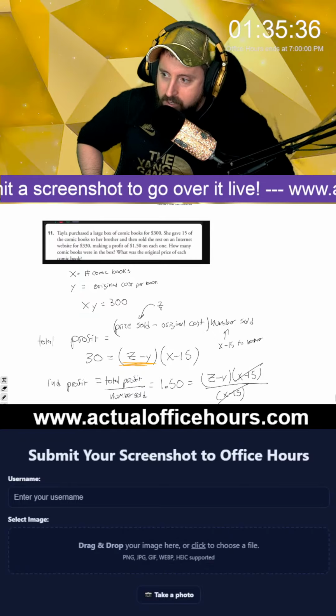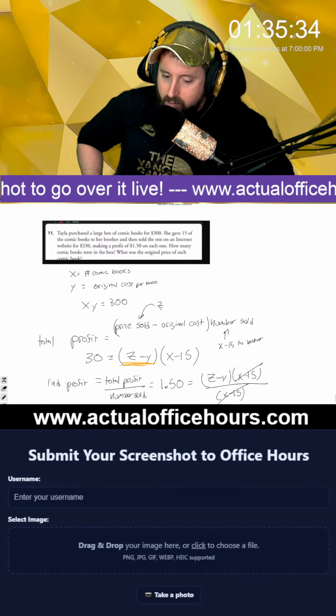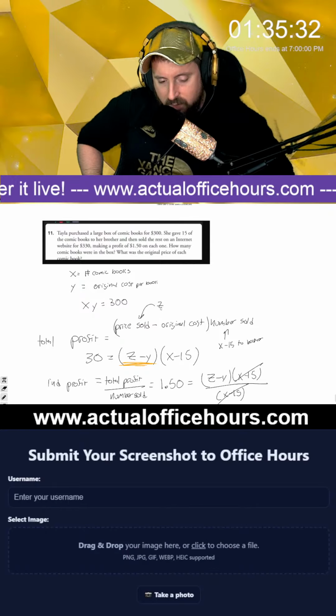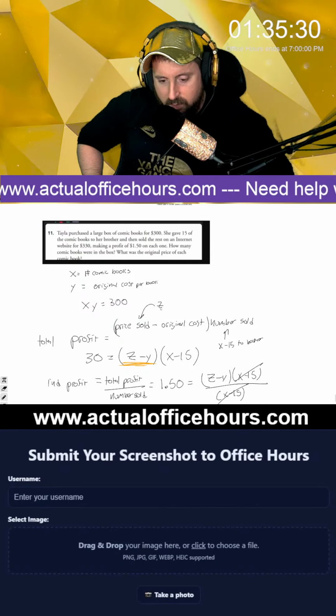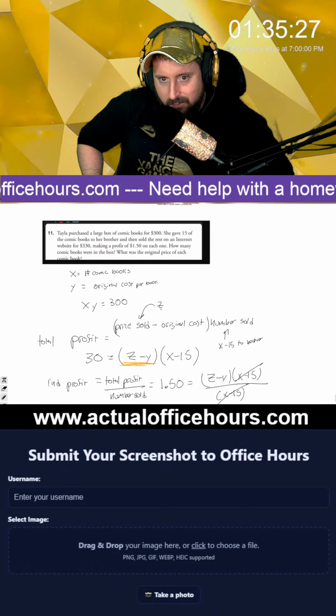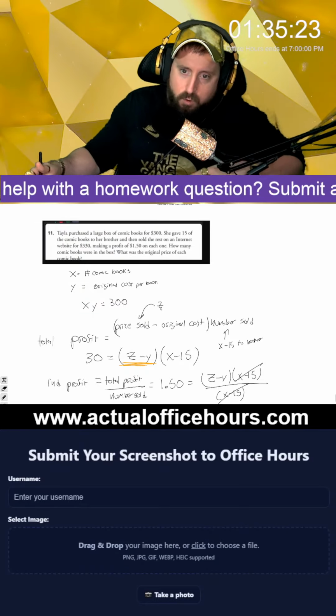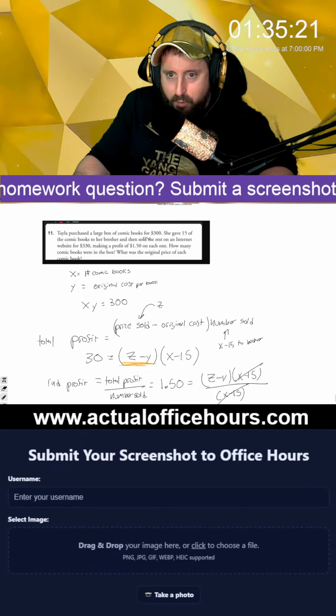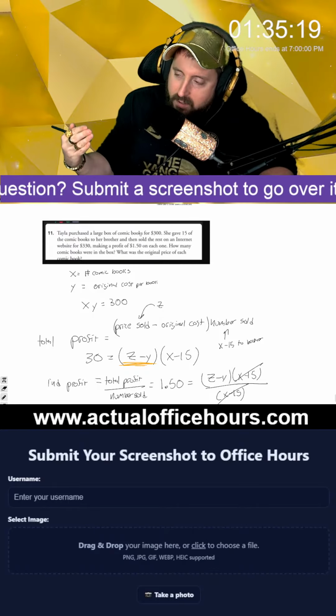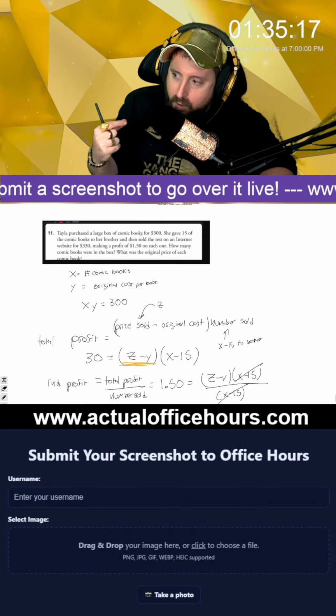Remember, you sell 15 fewer than you bought. That's what the X minus 15 should be. This, I think, is where I'm confused. Are we talking about the profit? Is it like the net profit? Or is it the profit only on the books I'm selling?